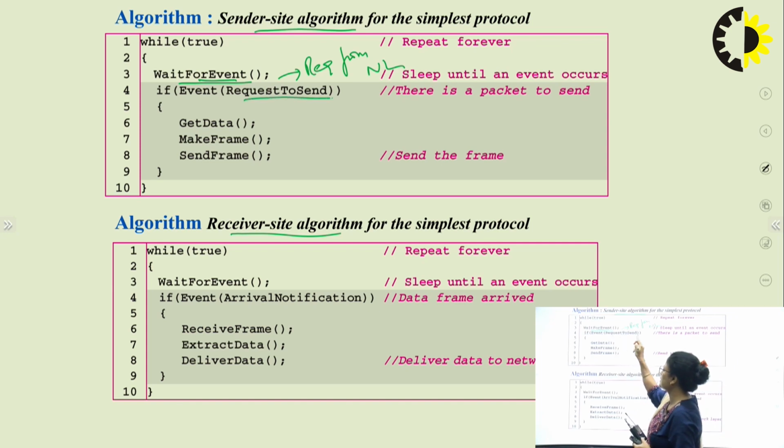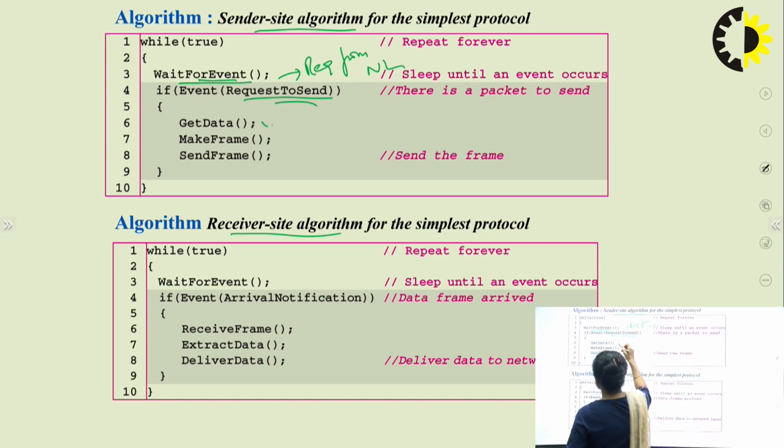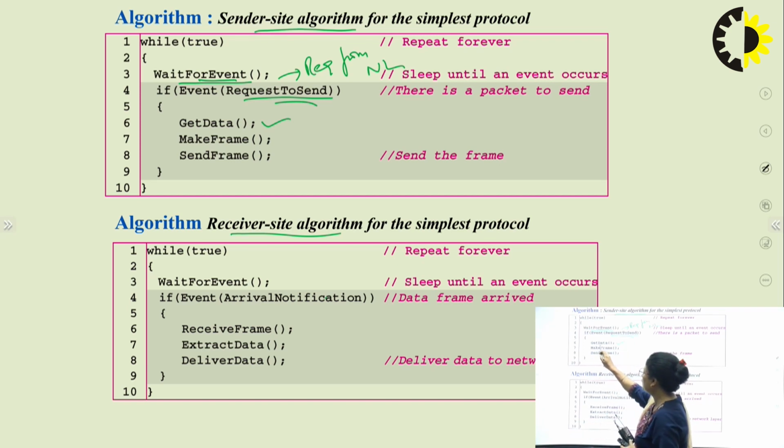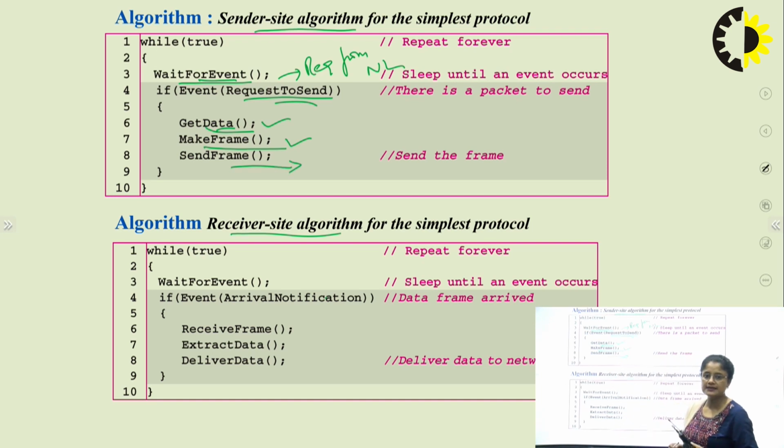Once such a request to send has come from the network layer, why? Because it is at the sender's end. Once such a request has come, then the algorithm at the sender's end will get the data from the network layer. The data will be coming from the network layer. In the network layer, the unit of data transmission is packets. It will take the data, convert them to frames, and then send the frame. This is what is happening at the sender's end.